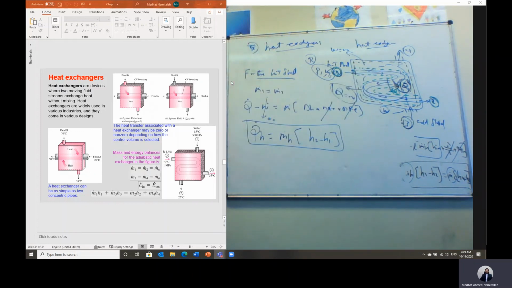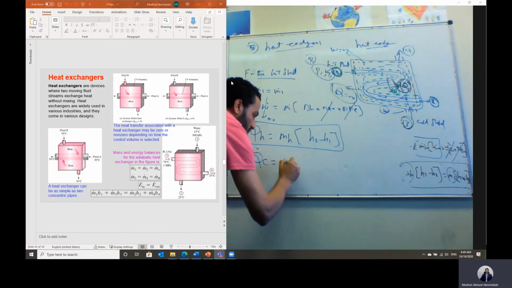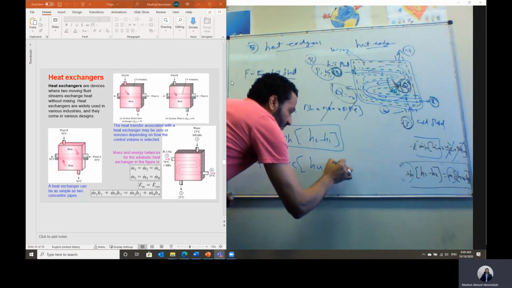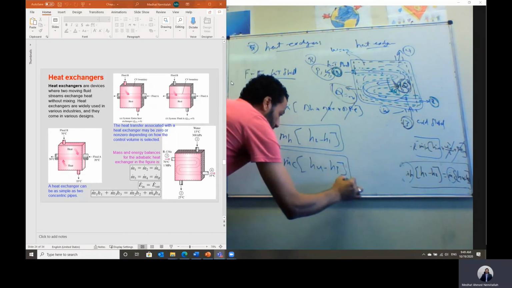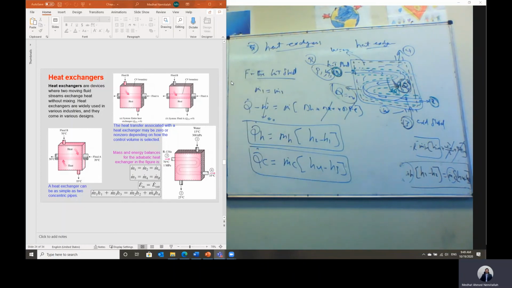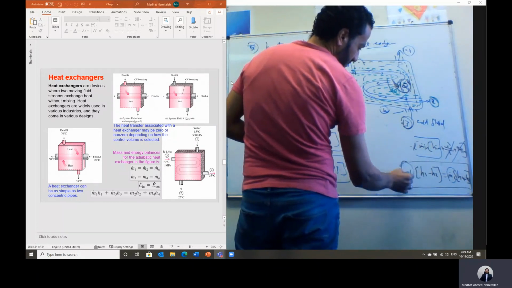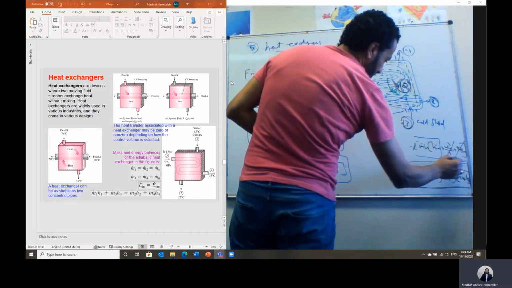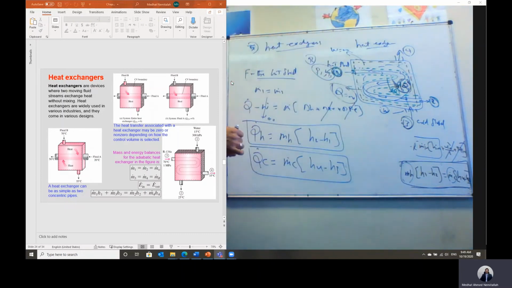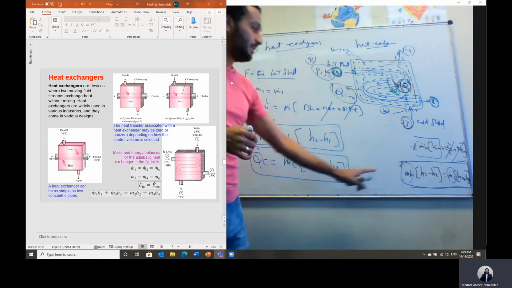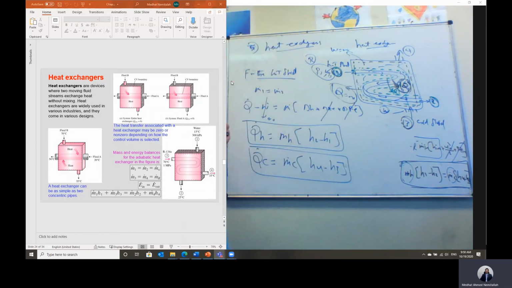But what about the heat absorbed by the cold fluid? We can also study the cold fluid alone, and in this case Q dot cold will equal the mass flow rate of the cold fluid multiplied by the difference in enthalpy H4 minus H3. And based on the equations that we have developed, m dot hot multiplied by the difference in enthalpy of the hot fluid H1 minus H2 will equal m dot cold multiplied by H4 minus H3.